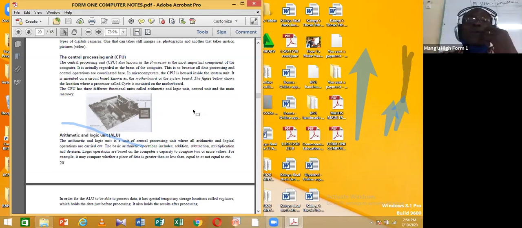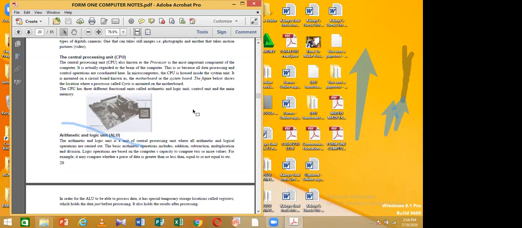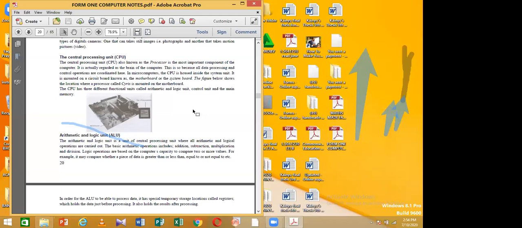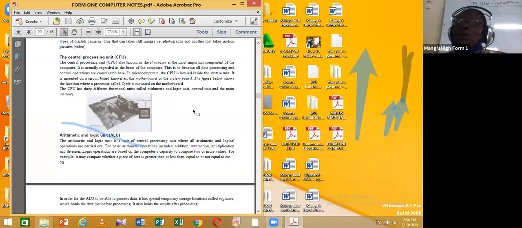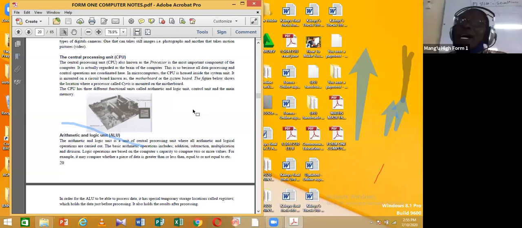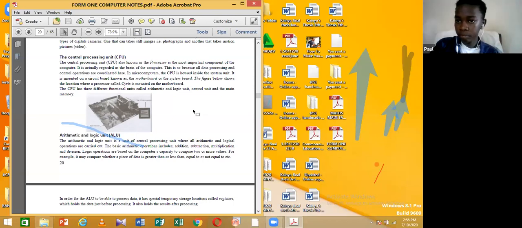So, how does the CPU work? The CPU has three parts. One, it has a part called ALU. It has another part called CU. ALU stands for Arithmetic and Logic Unit. The other one, CU, stands for Control Unit. And the third part of the CPU is main memory.